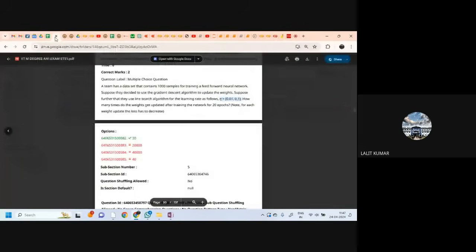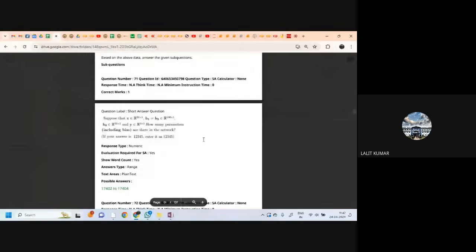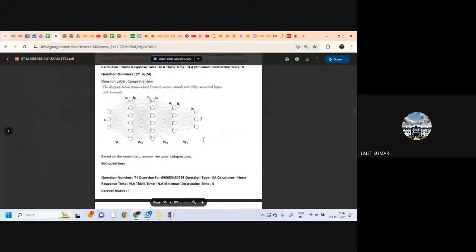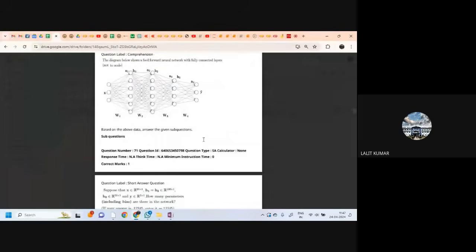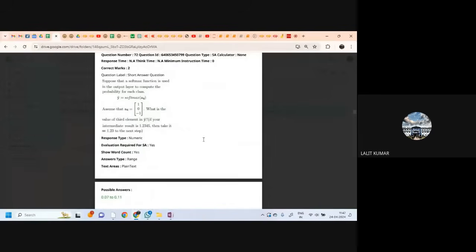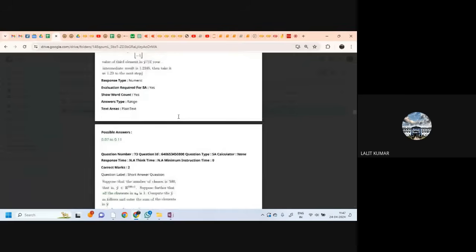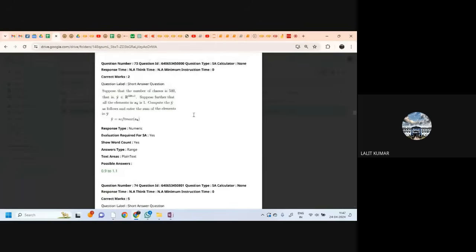Okay, so this is the same question I think which we just solved. ये इसमें पैरामीटर्स हैं, ये तो निकाल सकते हैं straight away. Shall we calculate this? Yeah, we can do that. Suppose that a softmax function is used in the output layer to compute y hat. Similar question we just solved. Here A4 value is different. Suppose the number of classes is 500, that is y hat belongs to R500. Suppose further that all elements in A4 are 1. Compute y hat as follows, softmax. ये भी निकाल सकते हैं.